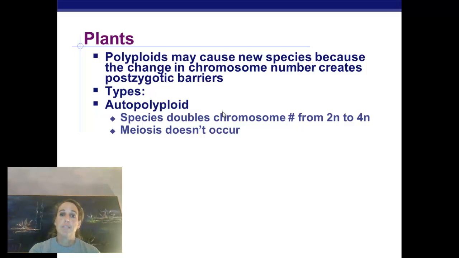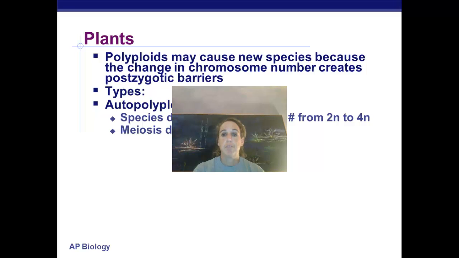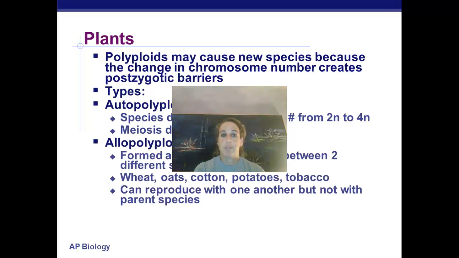So in this case, the species doubles their chromosome number from 2N to 4N. So 2N is how many we have normally. Humans have 46 chromosomes in their cells. So if we were to double that number, it would then be considered to be 4N. And that would happen because meiosis didn't occur and you had fertilization of two cells that had your regular number of chromosomes in it.